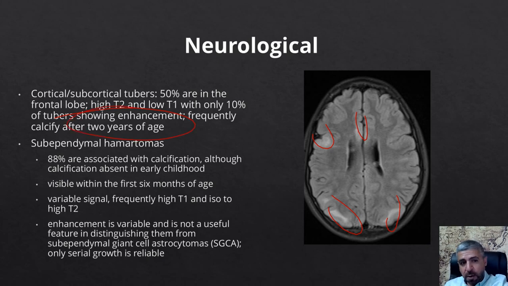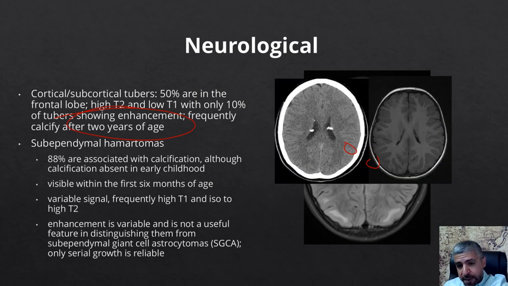These are the cortical and subcortical tumors. Now the other finding is subependymal hamartomas. You can see here, for example, there is a lesion here and a lesion here. These are subependymal hamartomas, and about 88% of them calcify, usually after the first few months of childhood. So they are not calcified at birth. And they are visible in the first 6 months of age. You can see the subependymal hamartomas here and there.